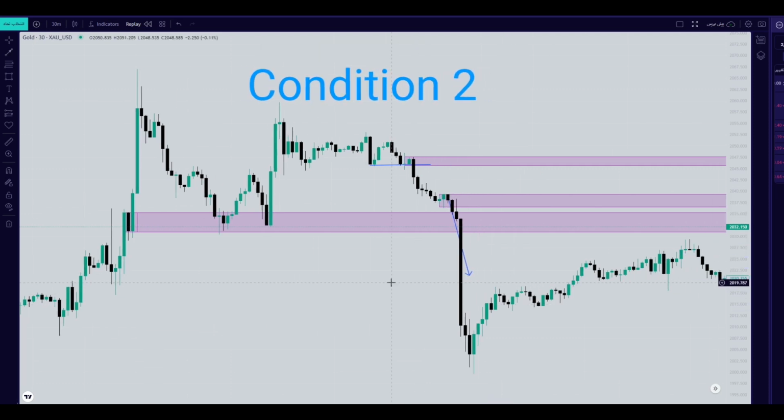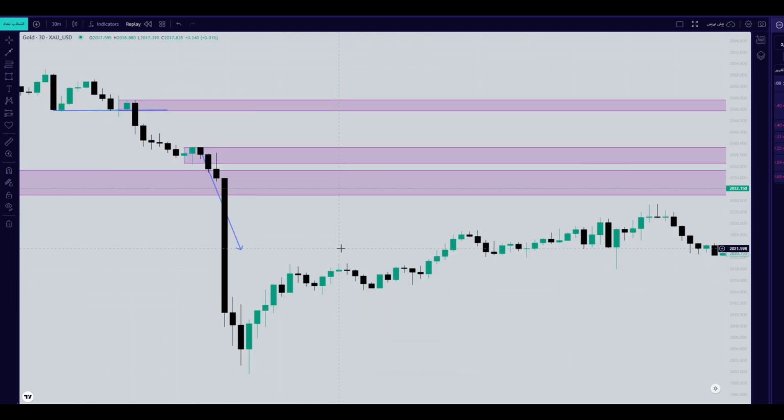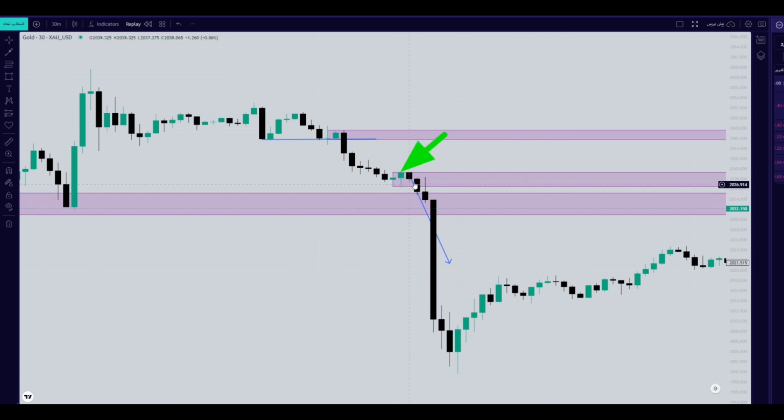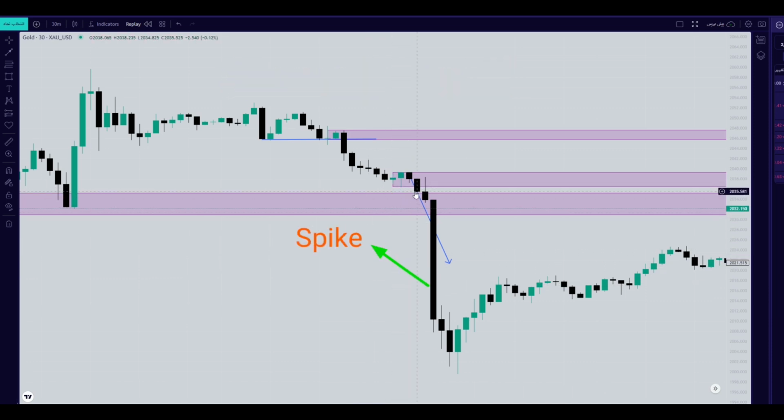The second condition is that it should contain fewer candlesticks. The best is that it has only a single candlestick. See here, the order block has a single candlestick, and when an order block contains only one candlestick, it has more validity. The third condition is the formation of a spike after the order block.